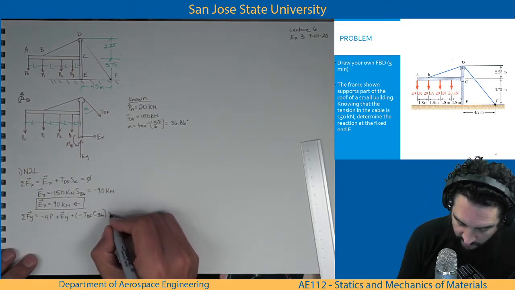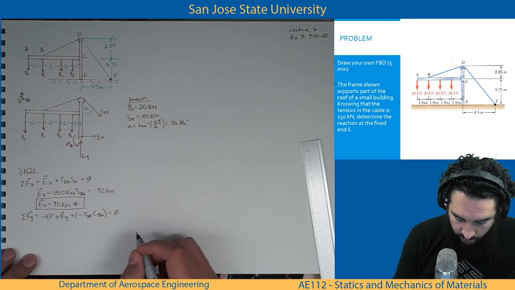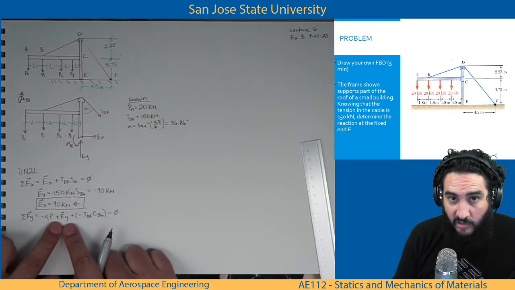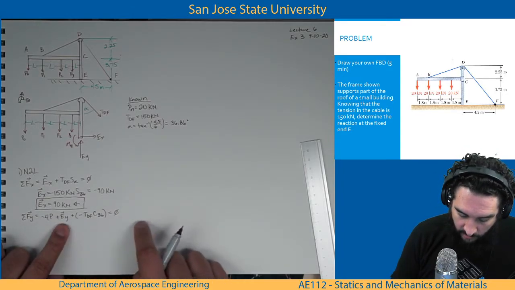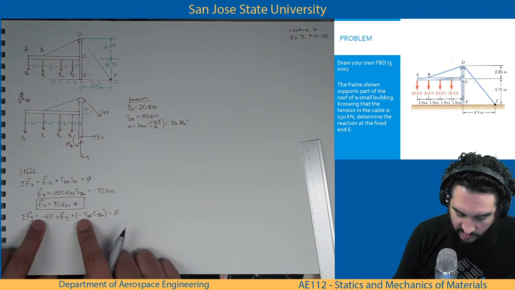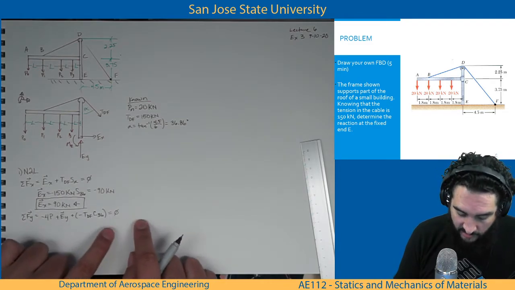We'll set that up equal to 0. Okay. EY is positive, so it'll remain on the left-hand side. Both TDF and 4P will go to the right-hand side. And since they're both negative quantities, they'll now be positive on the right-hand side.